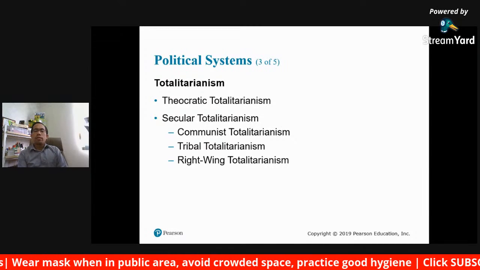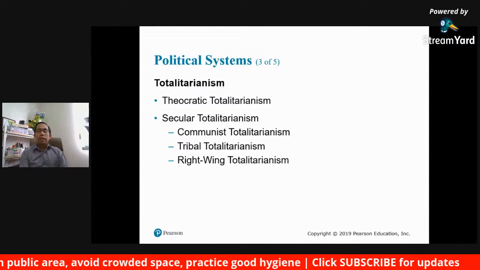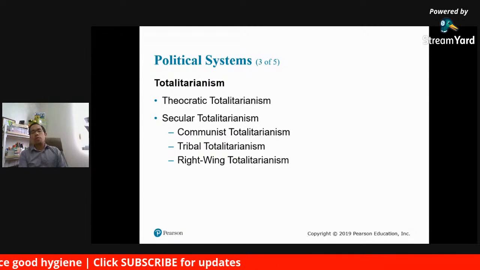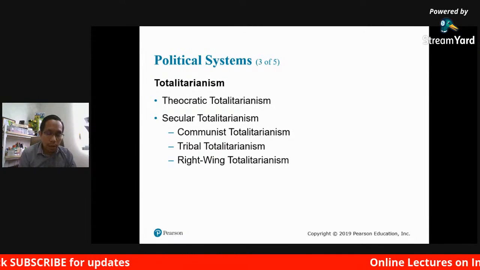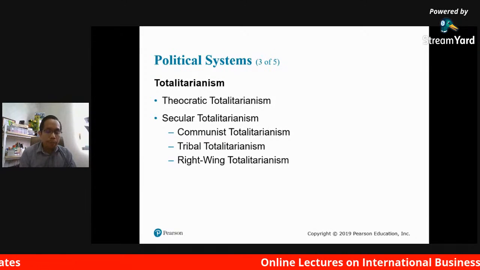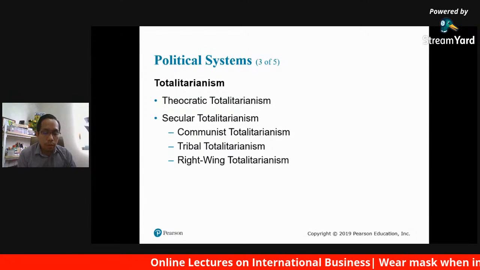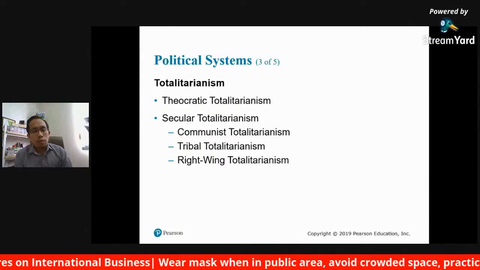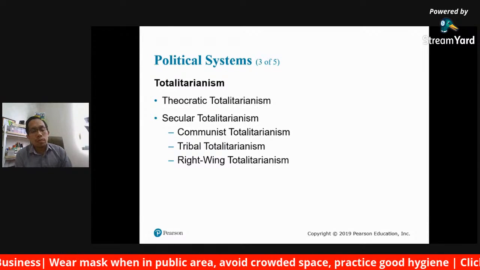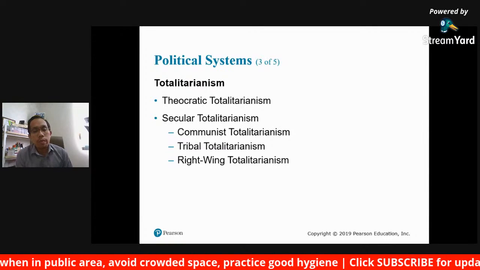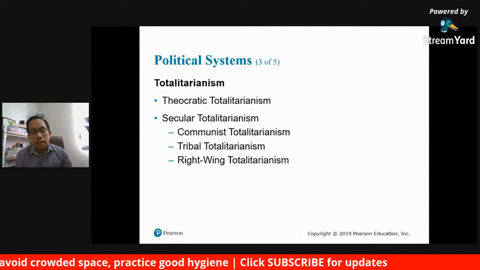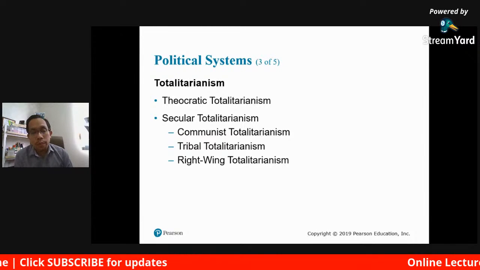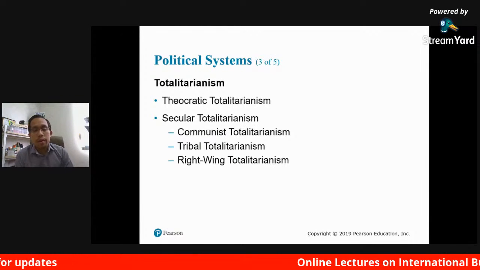On tribal totalitarianism, you may be aware of the word tribe. The most obvious social structure that practices tribal totalitarianism is most places in Africa. Okay, that's based on tribal.